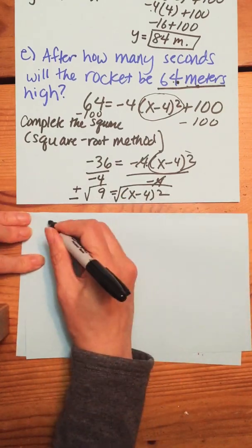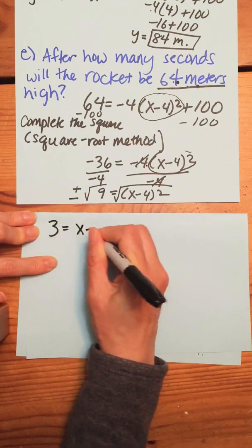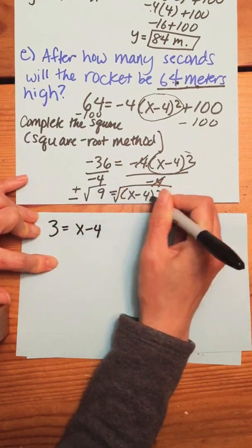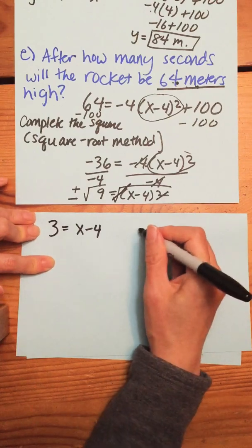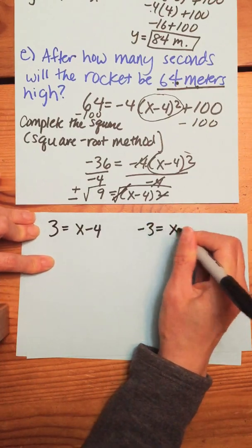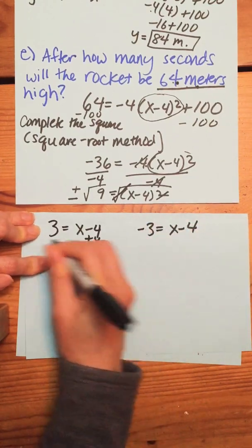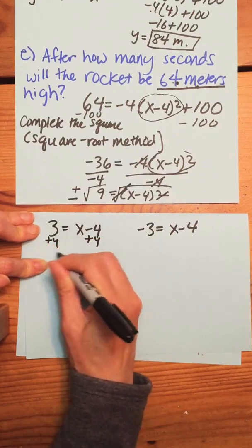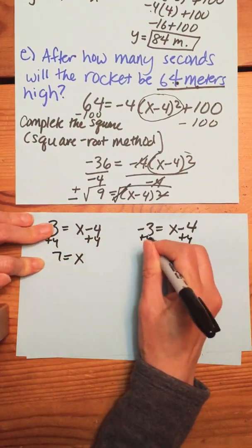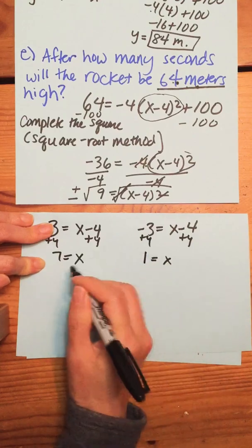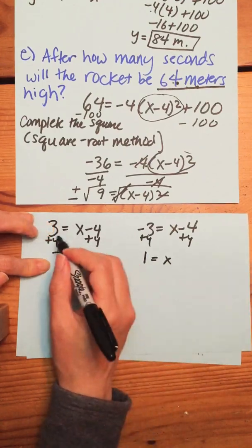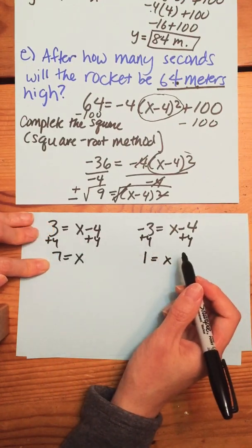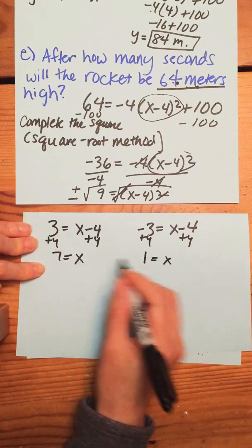So then positive 3 equals x minus 4, because the square root and the square cancel out. And -3 equals x minus 4. Add 4 to both sides, and x equals 7. Add 4 to both sides, and x equals 1. Notice that the answer is not 7 and -7, so you actually have to solve them separately. All right, so the answer is x equals 7 and x equals 1.